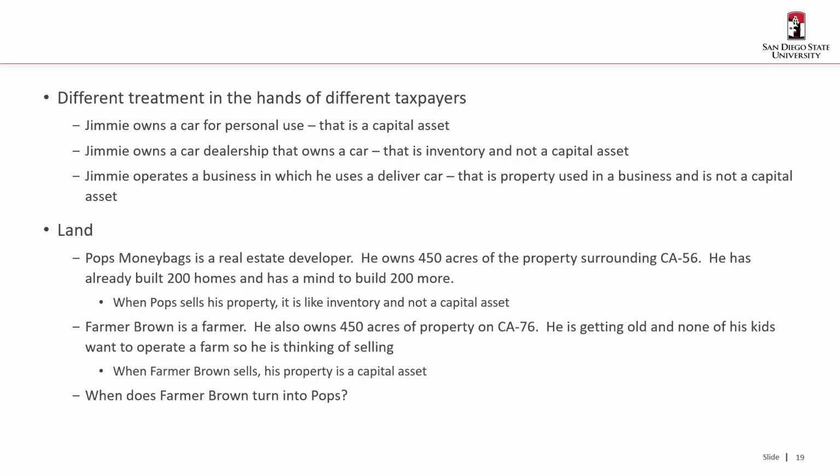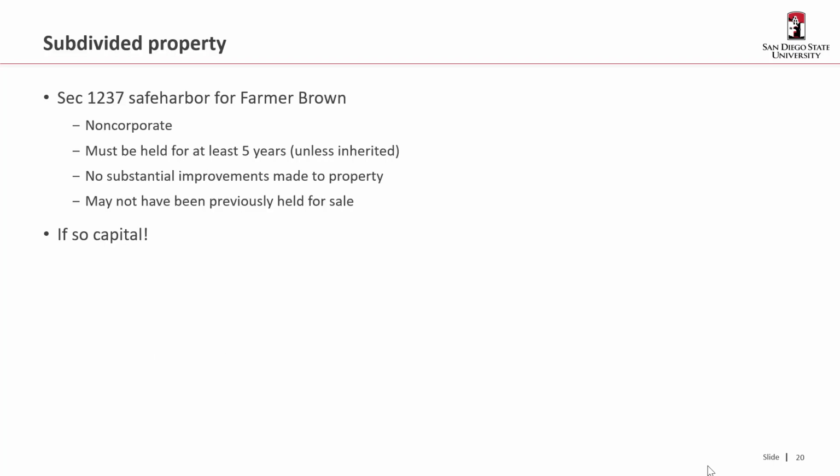So at what point does Farmer Brown, as he sells his property, get to treat that as a capital asset? Now remember, it's got to be on the not a capital asset list to not be a capital asset. And there's nothing really that says if a farmer owns property that it's not a capital asset. But at what point could Farmer Brown turn into Pops? If Farmer Brown subdivided his property into 200 lots, wouldn't he suddenly be more like Pop's Moneybags? And he would have to treat it like inventory. The Internal Revenue Code provides a safe harbor under Code Section 1237 for folks like Farmer Brown.